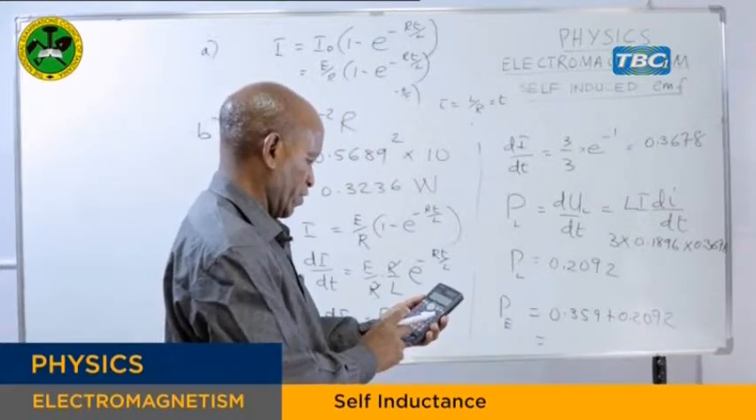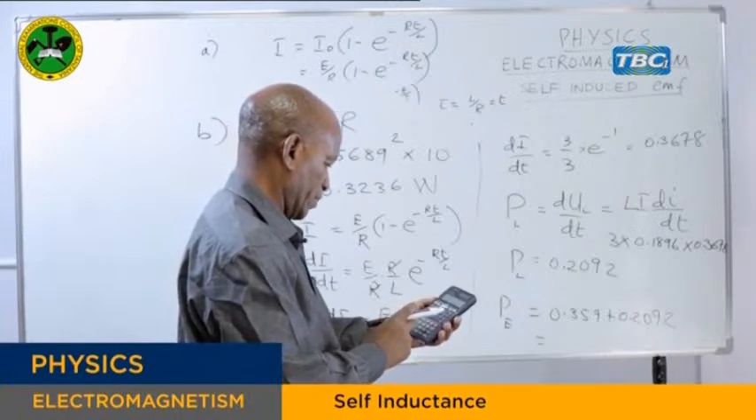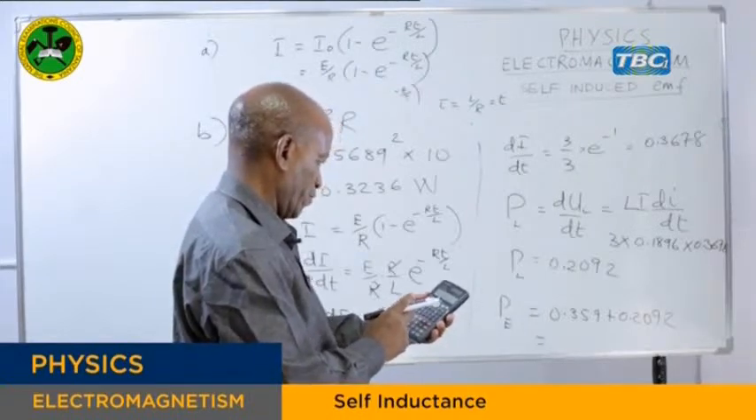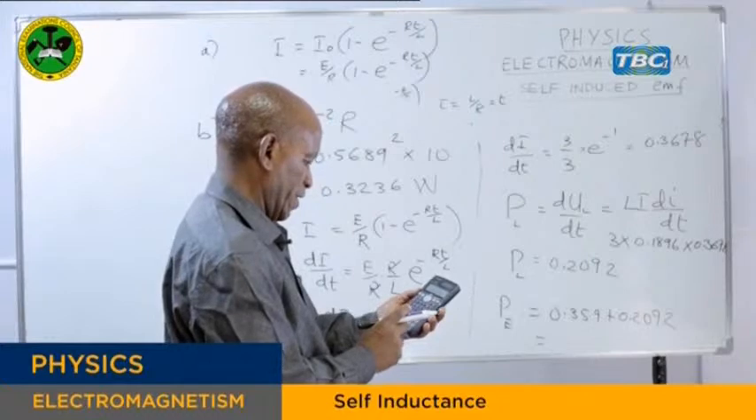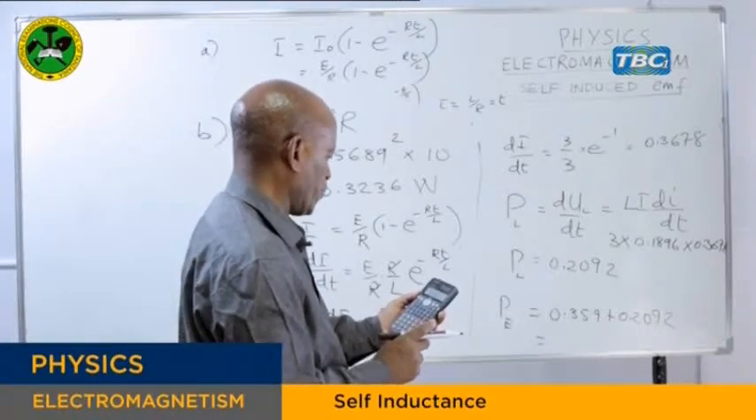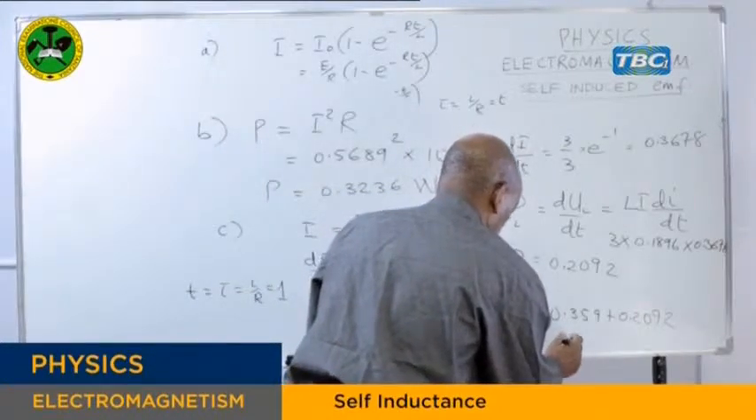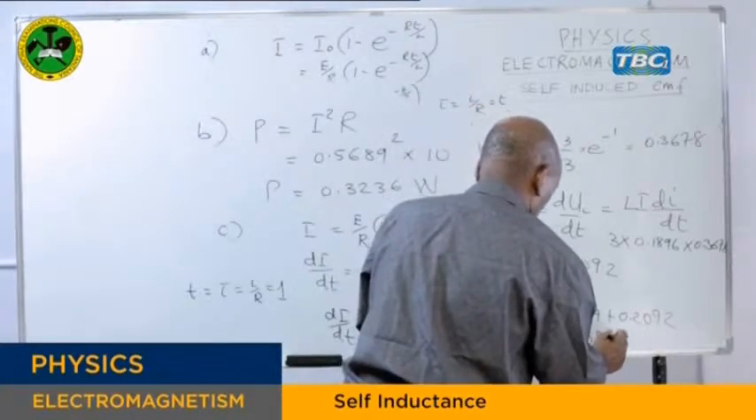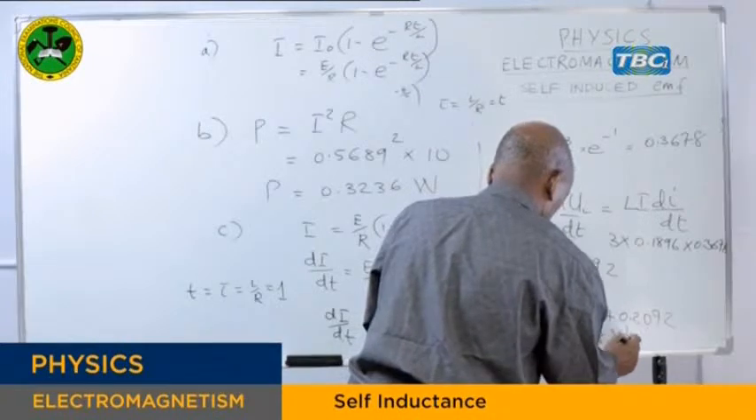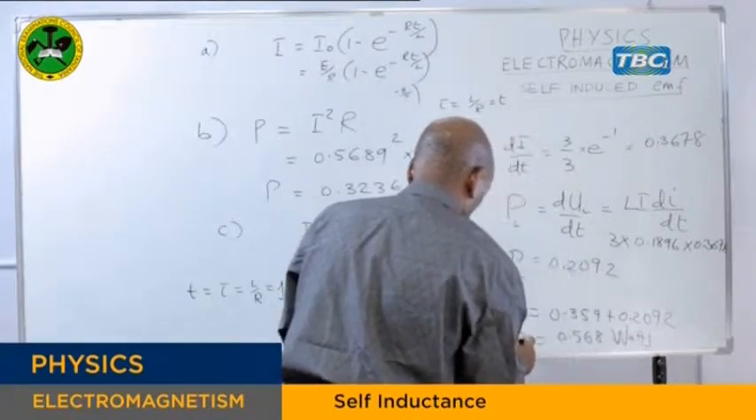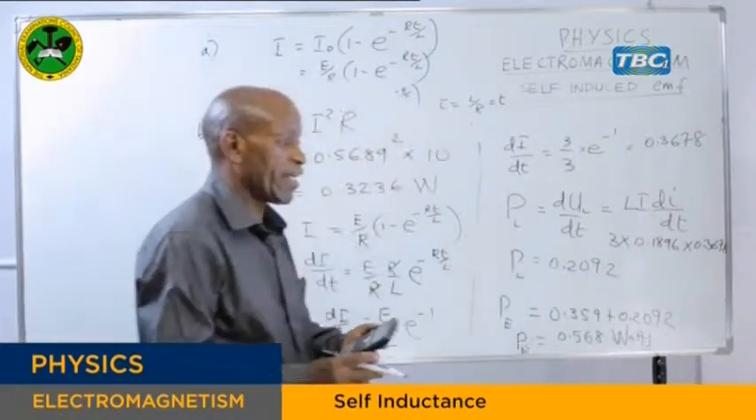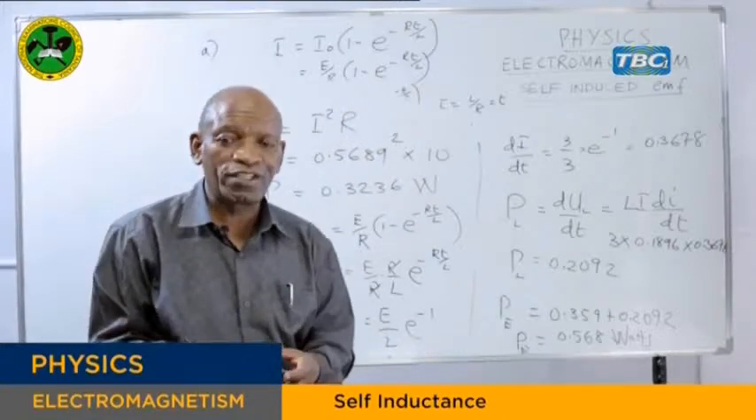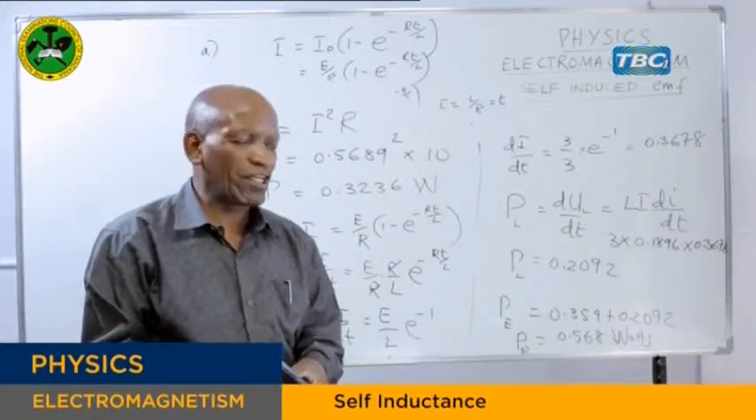So if we add there the total energy, plus 0.3359, we're just going to get 0.568 watts. So this will be the rate at which energy is being stored in the magnetic field. That is question number 2.